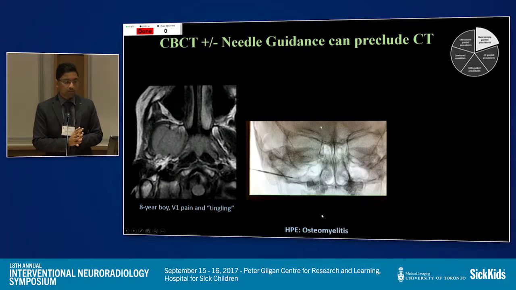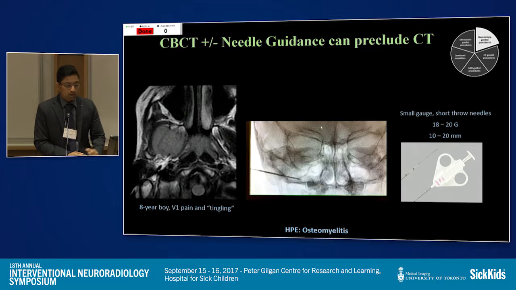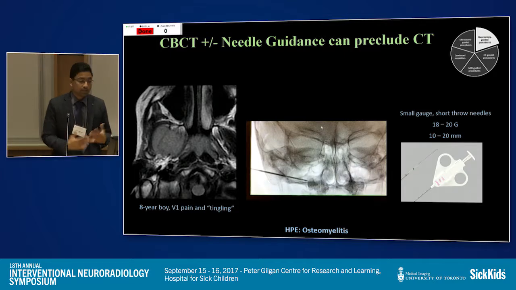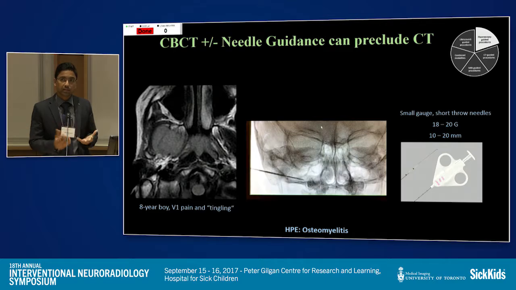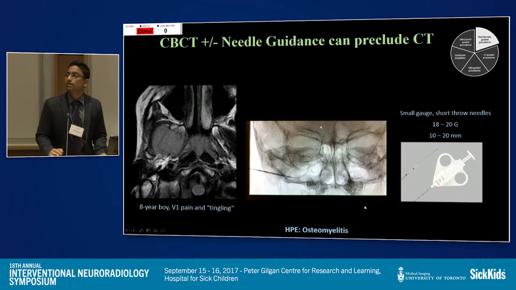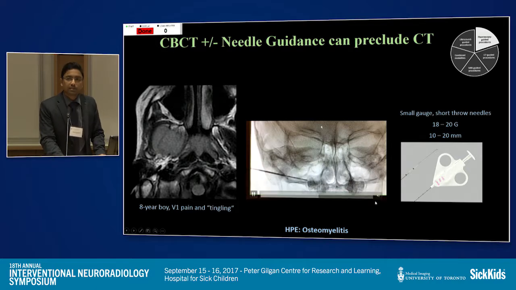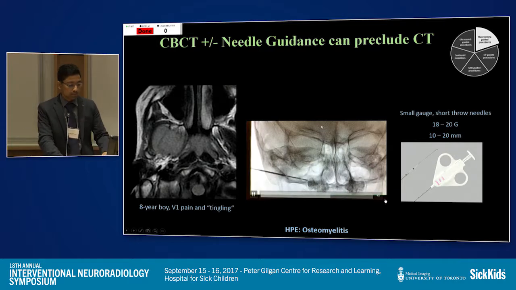And you can see here, once we plan the trajectory, the biopsy itself becomes a quicker procedure than having to do it under CT. Now, for a lot of these lesions, which are typically small in smaller children, we use smaller gauge needles. This was a 20 gauge needle, and smaller throws, like a 10 millimeter instead of a 20. And it's important to discuss that ahead with the pathologist, because they might assume that the samples you're giving are actually insufficient.